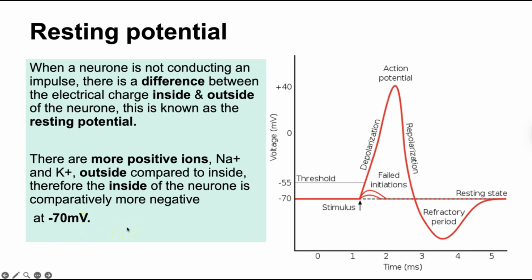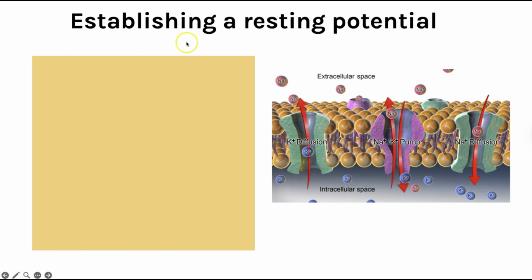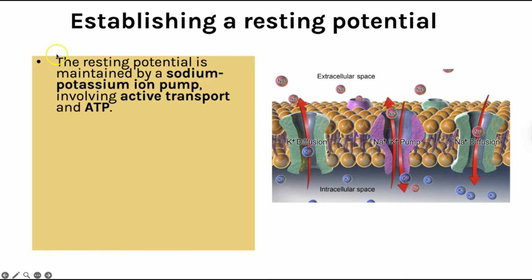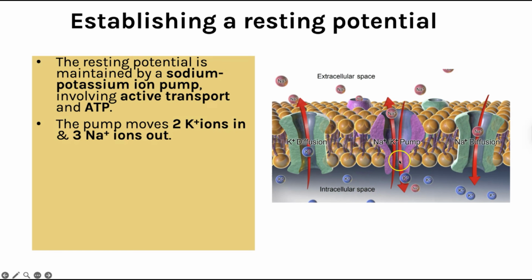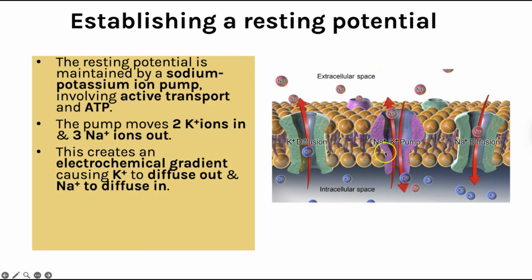So this is quite a common 2 or 3 mark question to explain how that resting potential is established or maintained. So first of all, there is a sodium potassium ion pump, which involves active transport and therefore ATP. So that's what we can see here in the membrane of the axon. So this co-transporter pump, we have 2 potassium ions being pumped in and 3 sodium ions being pumped out by active transport. That creates an electrochemical gradient, so we end up with more potassium ions inside of the cell and more sodium ions outside of the cell.